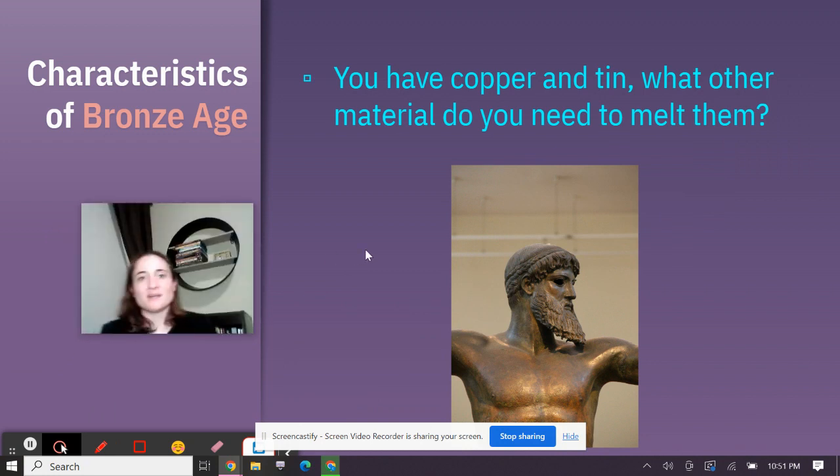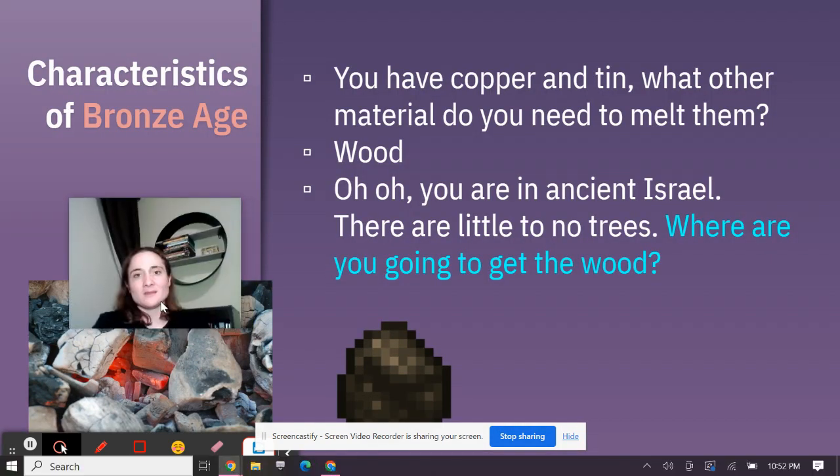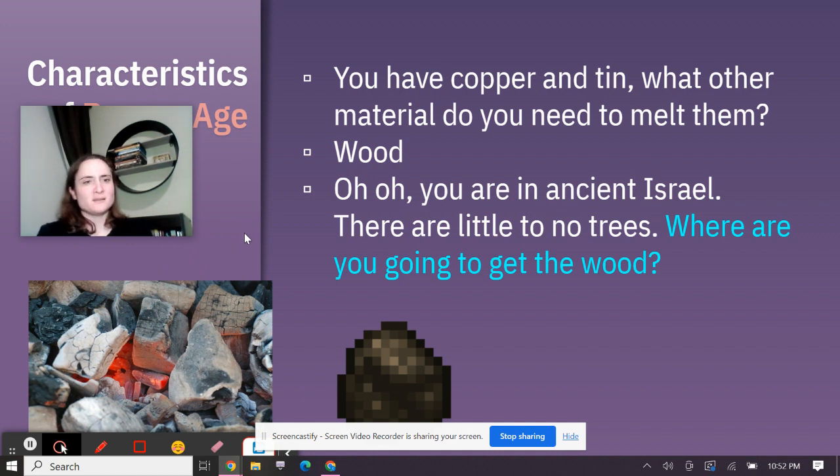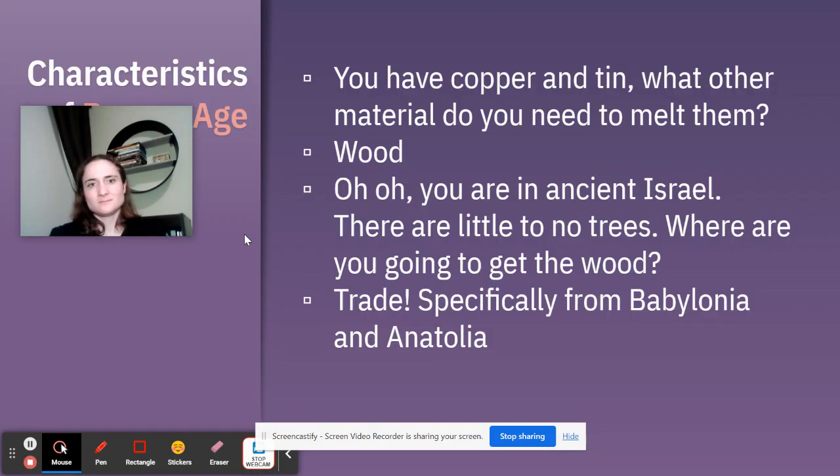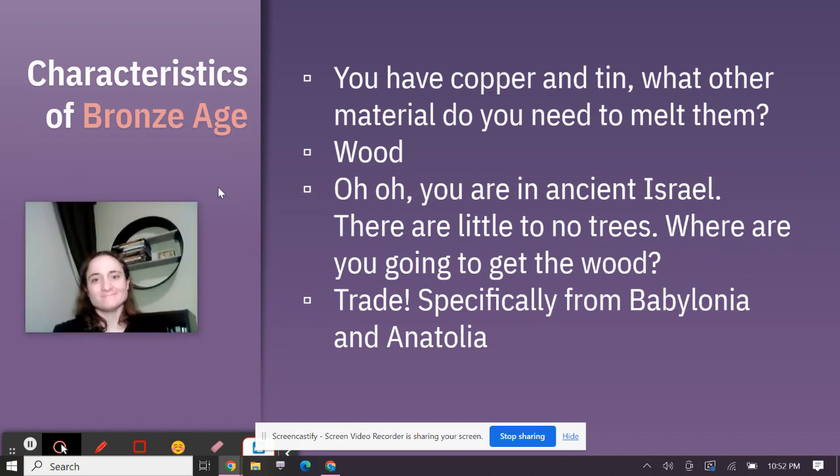So, characteristics of the Bronze Age. You have copper and tin. What other materials do you need to melt them? You need wood. There's a problem. You are in ancient Israel, and there are no trees around. Where are you going to get this wood? That's right, you're going to trade, specifically with Babylonia and Anatolia.